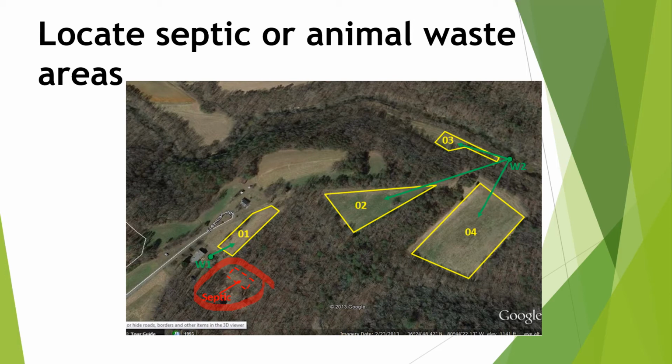There are preventative measures employed, that the septic system is in good repair, and there is no leakage and no possible contamination to your field or to your water source. And you'll notice you have not noted any septic systems or any animal waste areas around water source number 2.